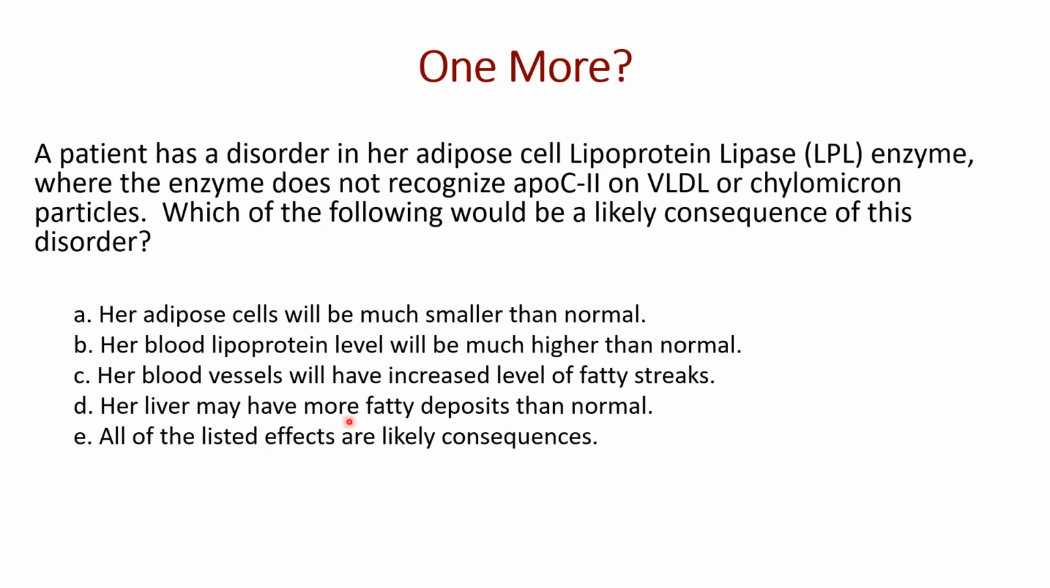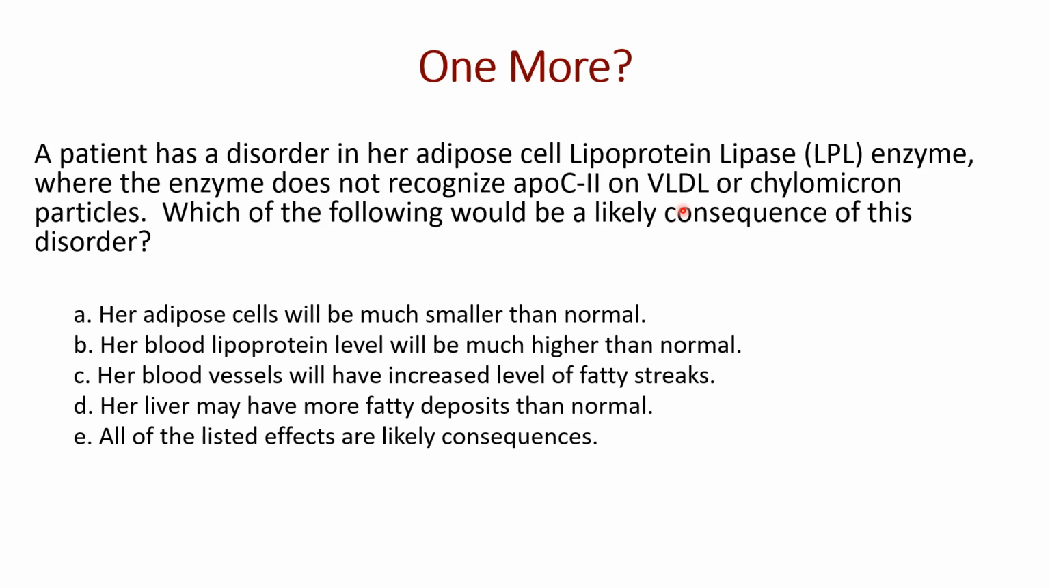Her liver may have more fatty acid deposits than normal. Huh. Well, that sounds right. If your liver is producing VLDLs and exporting it, and it gets in the blood, but the VLDL never leaves the blood, then the concentration of VLDL will be much higher in the blood, and the liver will recognize that. It will say, wait a minute, there's already a lot of VLDL out in the blood, and I'm making more VLDLs, and I'm trying to push them out in the blood, and it's hard for me to send VLDLs out when there's already so many out there.